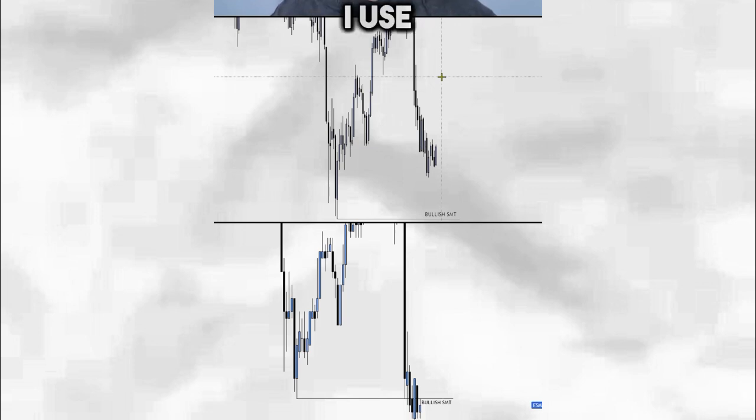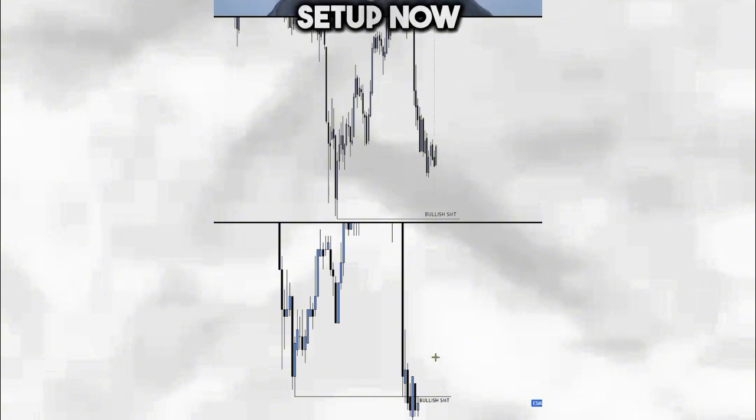And now the way I use SMTs is simply by using them as an extra confluence. Let's say we get a bullish setup on ES or Nasdaq, I can then add the SMT as another bullish confluence for the long position to work. Now SMTs don't always mean that price action has to go up, so don't just use SMTs on their own, pair them with the other strategies that I teach.